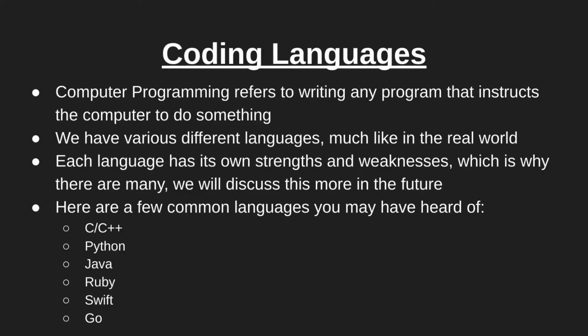So we have these different languages. Just like in the real world, we have English, Spanish, Chinese, and so on. And each language has its own pros and cons, and that's why there are so many. But we're going to discuss this more in the future. So here are a few examples of languages you may have heard of. C or C++, Python, Java, Ruby, Swift, Go. Those are a lot of common languages, and we'll be going over a few of those in the future.